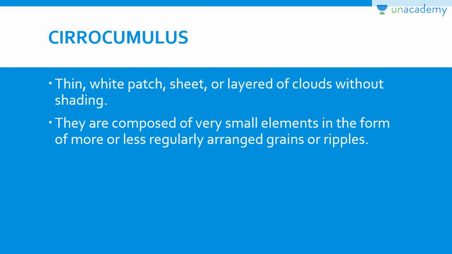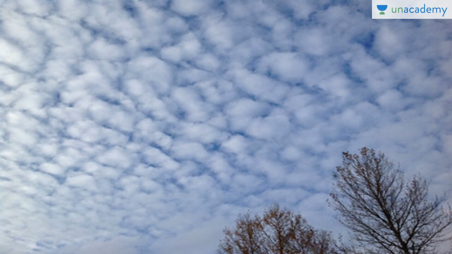Now coming on to the third high cloud, that is cirrocumulus. These clouds appear as white globular masses. They form ripples, white patch, sheet or layers of clouds without shading. I told you in the last class that cumulus means heap of cloud. You can see it here. These are white globular masses, they form ripples in the sky. So these are cirrocumulus clouds.